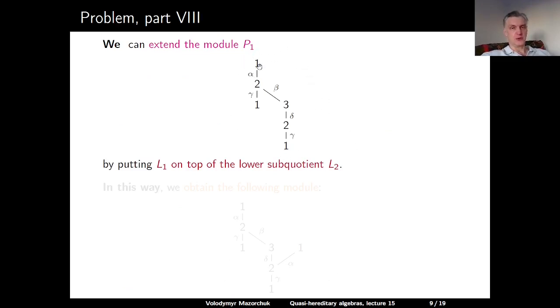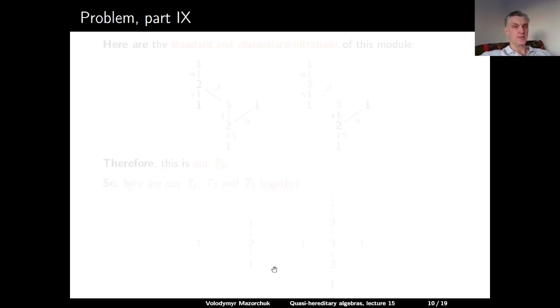So this is our module, 1 on top, and then P2 under this one. P2 consists of delta 2 and delta 3. And we see that we can put L1 on top of this 2. So we will get the following module. This is our copy of P1. This is our quotient L1. And the arrow alpha sends this 1 to this 2. This is a new indecomposable module.